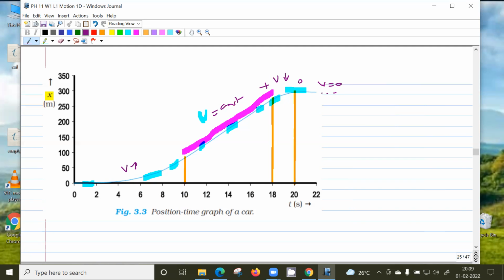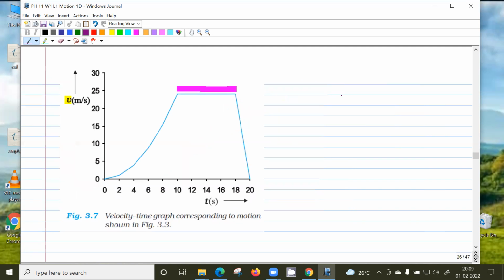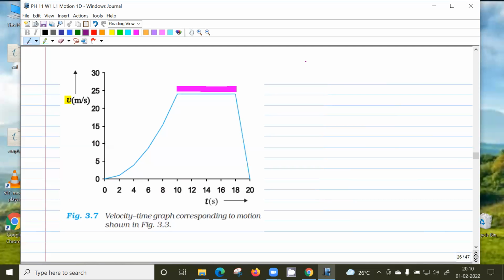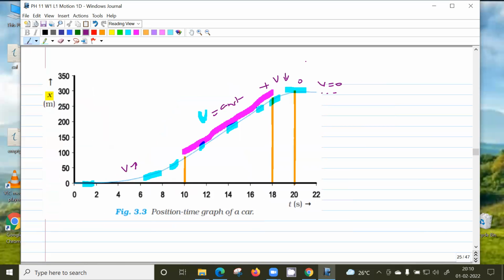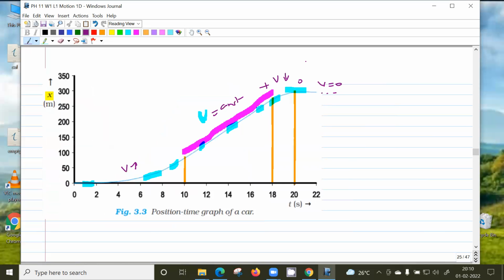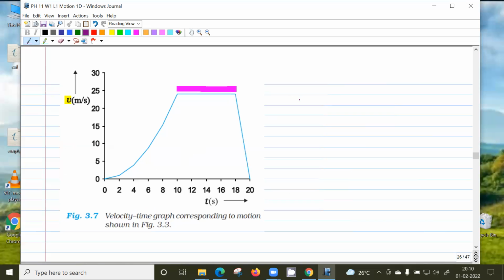Right? So this is the x versus time graph. If you plot this in a velocity versus time graph, that's what it's showing. Initially velocity is 0, slowly increasing. And at 10 seconds, after 10 seconds, the velocity will become constant up to 18 seconds. After that, the velocity is decreasing and becoming 0 at 20. At 20, the velocity has become 0. So from this xt curve, we can draw this vt curve.